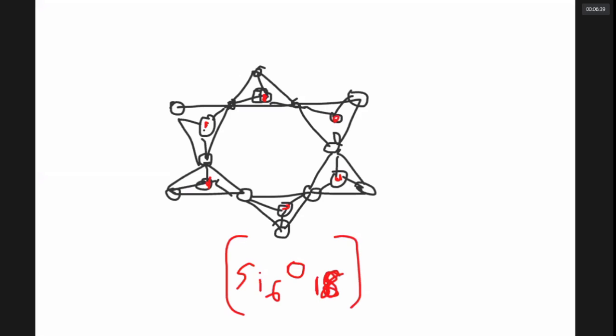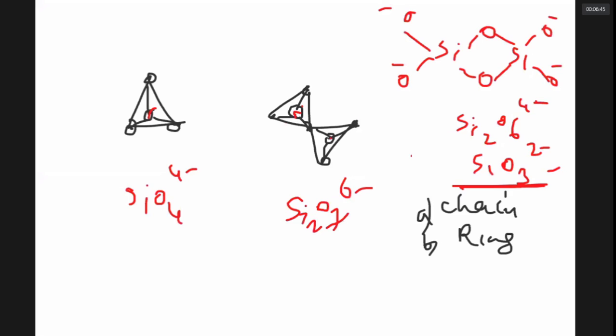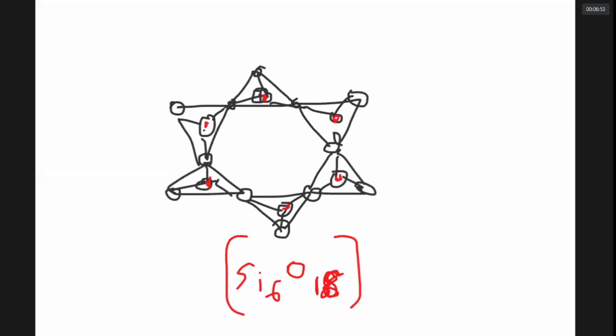Again you see, sir. SiO3 2 minus. For every silicon, 2 negative charges, 3 oxygens. Here there are 6 silicons.